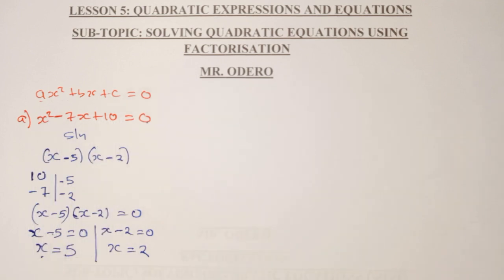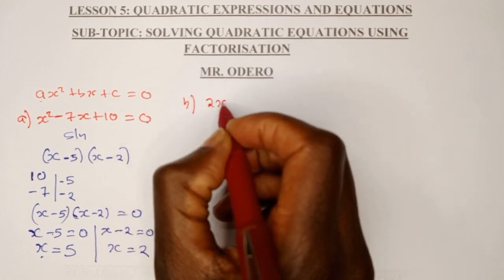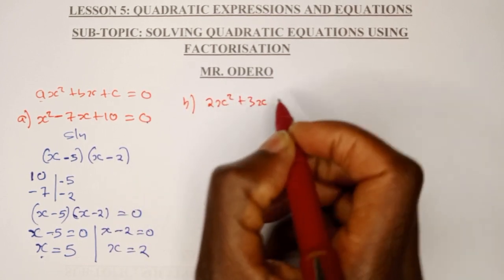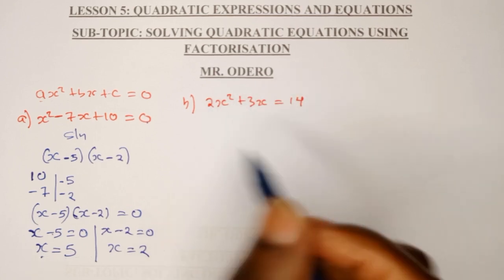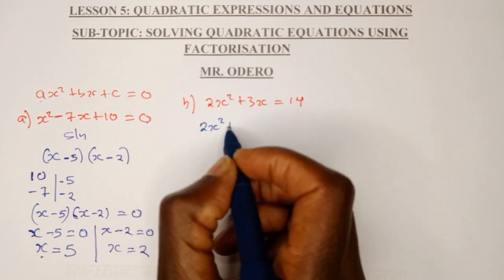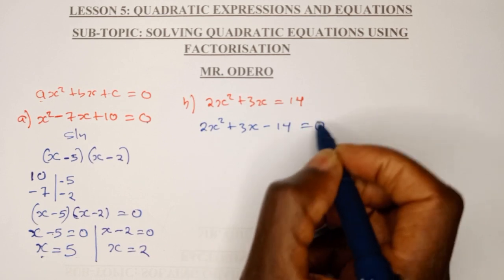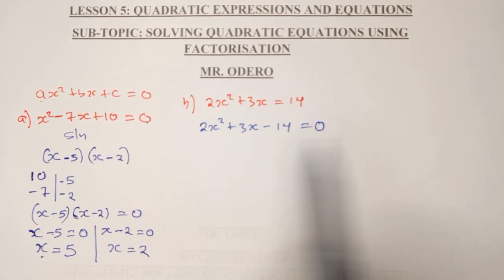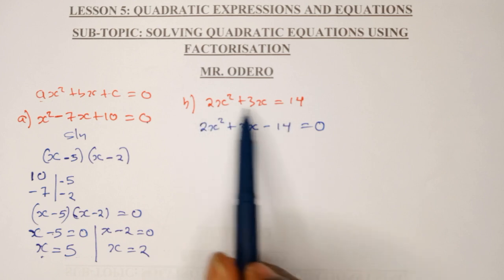Another example, example 2, B. I'm given 2x squared plus 3x equals 14. So rearrange this one. This will be 2x squared plus 3x minus 14. Bring 14 to this side, equals 0. Like that. Then you factorize this expression.